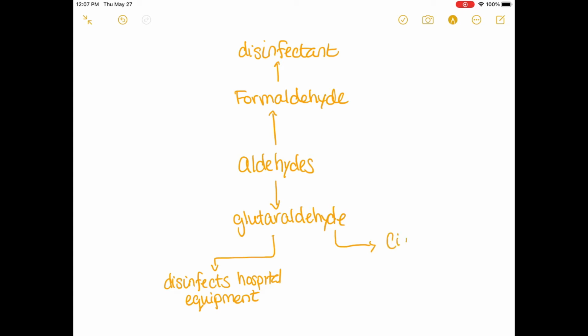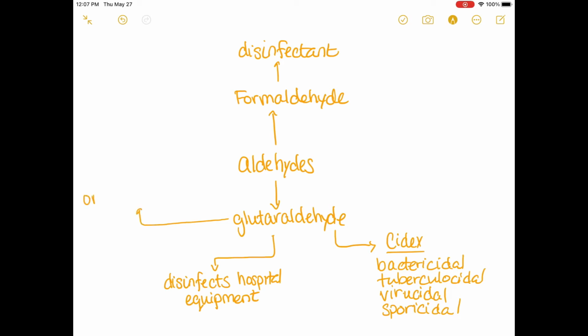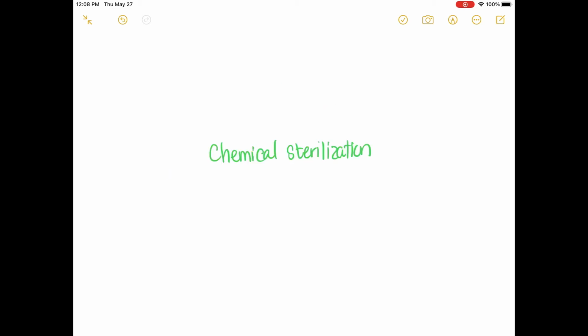Cidex, which is a 2% glutaraldehyde solution, is bactericidal, tuberculocidal, and virucidal. With viruses, it will take up to 10 minutes, and it's also sporicidal, which will take 3 to 10 hours to destroy them. Orthophthalaldehyde, or OPA, is a possible replacement for glutaraldehyde because of its effectiveness against many microbes.